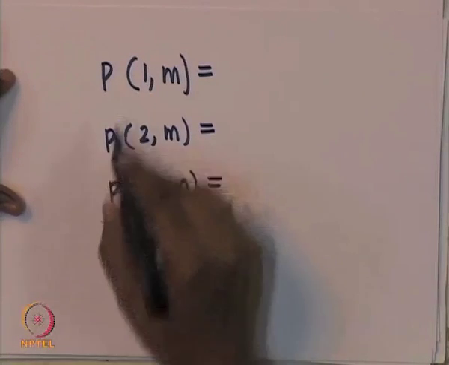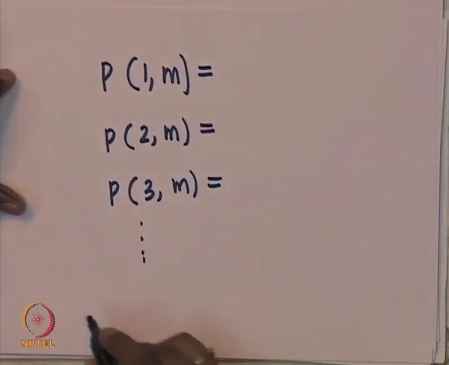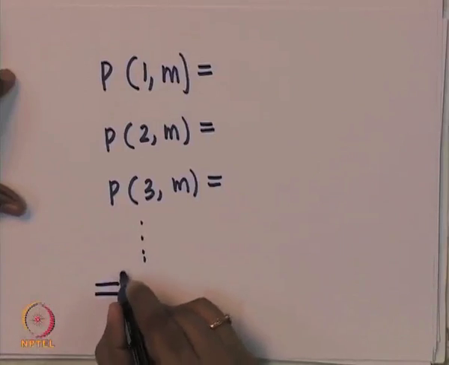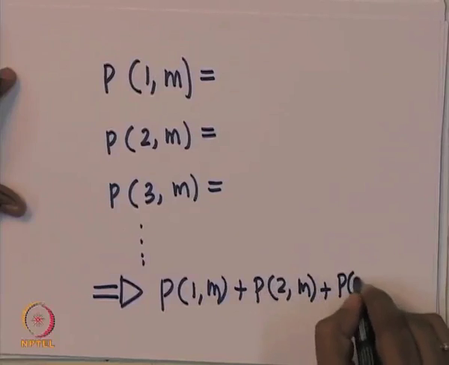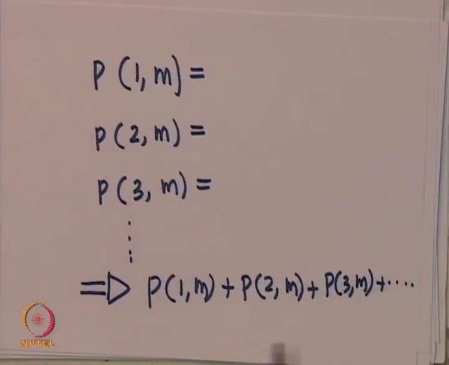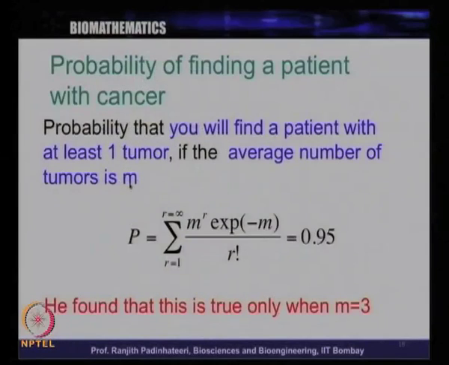Now we can sum all of this. The probability that there is at least one tumor is given by P of 1 comma m plus P of 2 comma m plus P of 3 comma m, dot dot dot. That means the probability that a patient will have at least one tumor is given by this sum. The probability that you will find a patient with at least one tumor if the average number of tumors is m is the sum over r equal to 1 to infinity of m power r e power minus m by r factorial. So, this is what we just described, and Knudson found that this is 0.95, that is 95% of the patients had at least one tumor.